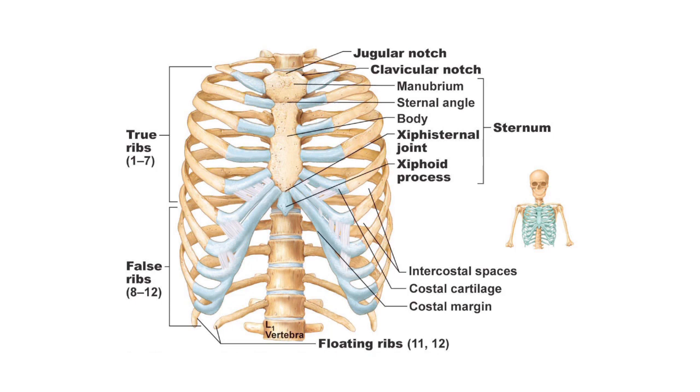So, ribs 1 to 7 are true ribs. Ribs 8 to 12 are false ribs. The first 3 are false because of the cartilage, and the last 2 are false because they don't even connect to the sternum. They're floating. Those are the false and true ribs.